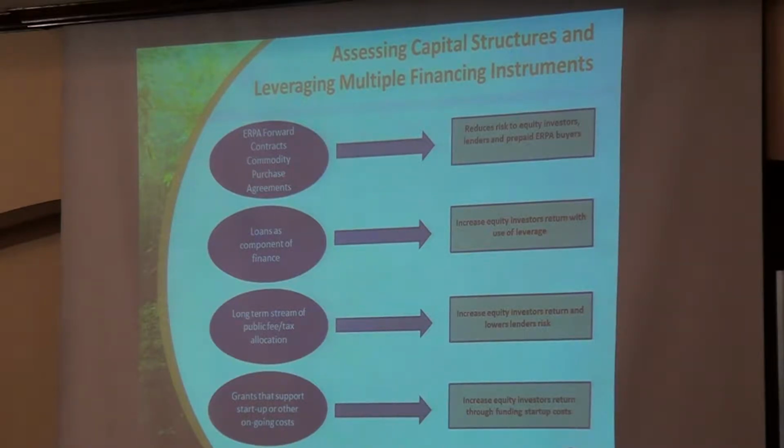Loans as part of your finance means if you need $10 million, you get a loan for $8 million. You only need $2 million in equity. It means the return for the equity investor is higher. So each of these kinds of financial instruments has an interaction to play in your capital structure.